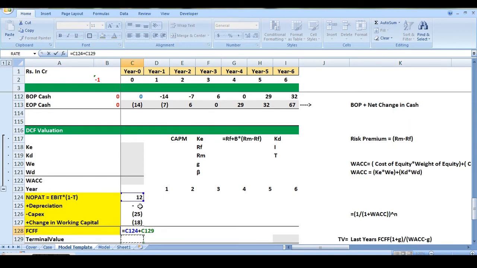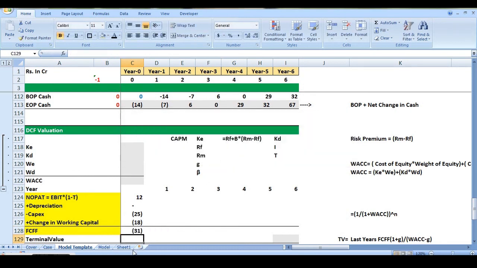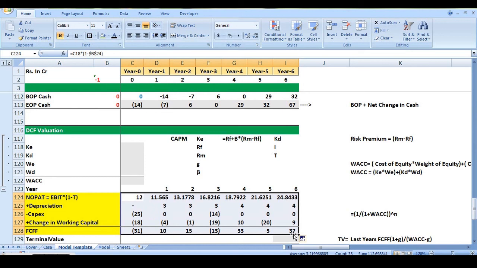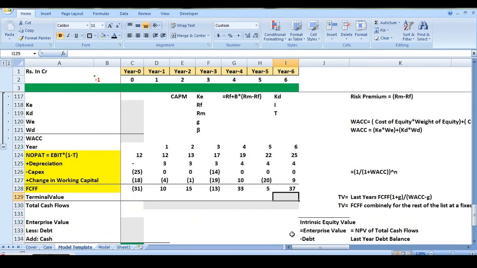Now I am simply taking the sum of these values because I have already given the effect of positive or negative while calculating the values itself. Yes. So it has given me the values, and now if I simply drag it for the rest of the years, it gives me free cash flow for the firm for all 6 years, and over a period you can see free cash flow of the firm in the last year has gone to positive 37. Now the next step is calculation of terminal value.